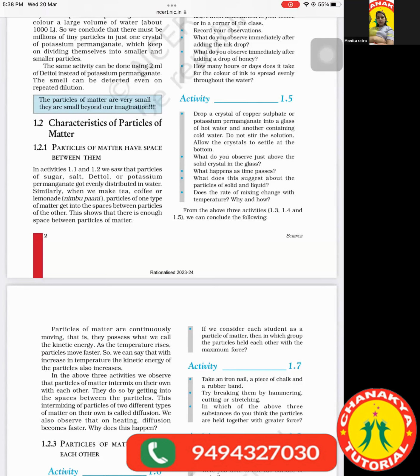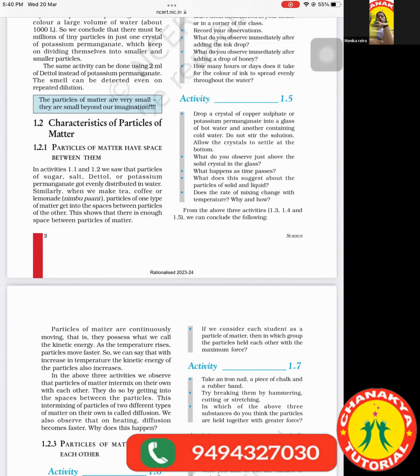Harshit, can you read activity 1.5 now? Drop a crystal of copper sulfate or potassium permanganate in a glass of hot water and another containing cold water. Do not stir the solution. Allow the crystals to settle at the bottom. What do you observe just above the solid crystal in the glass? What happens as time passes? What does this suggest about the particles of solid and liquid? Does the rate of mixing change with temperature? Why and how? Stop now.